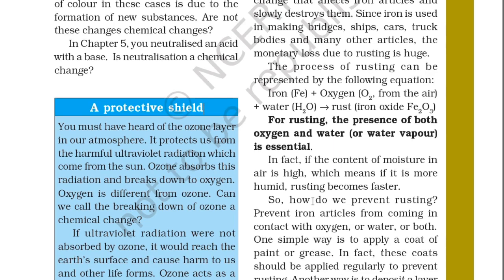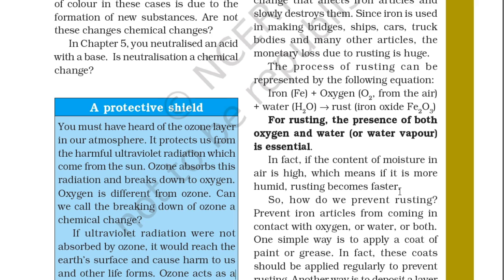So how do we prevent rusting? Prevent iron from coming in contact with oxygen or water or both. One simple way is to apply a coat of paint or grease. In fact, these coats should be applied regularly to prevent rusting. So when we apply a coat of paint on the iron article, it will prevent rusting, but it must be applied regularly so that the protective effect remains constant. Another way is to deposit a layer of metal like chromium or zinc on iron.